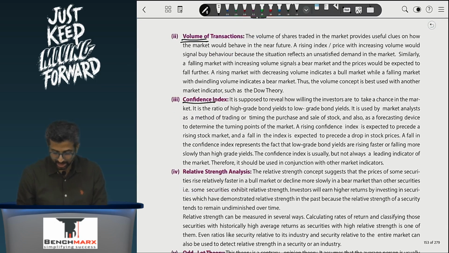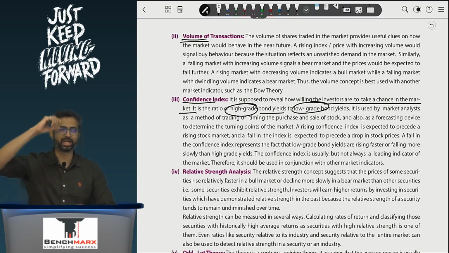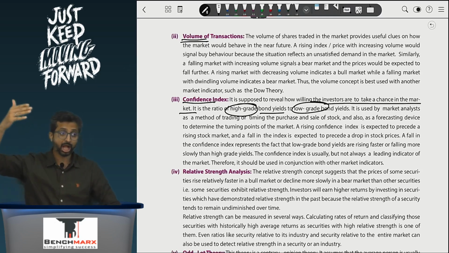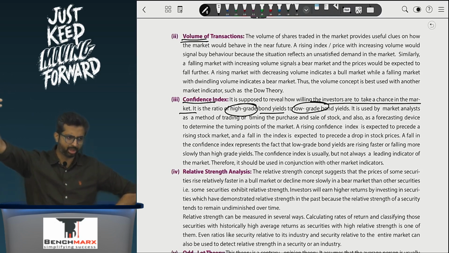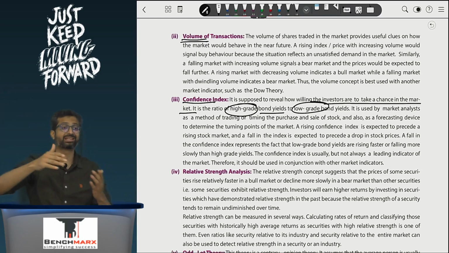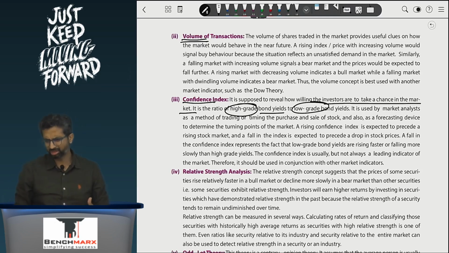Confidence index reveals how investors are willing to take a chance in the market. It is a ratio of high grade bond yields to low grade bond yields. So you are trying to see how high grade, like a AAA graded bond, versus what is the rate in a lower rated bond, let's say a B rated, C rated type of a bond.